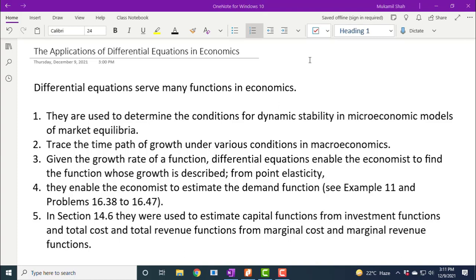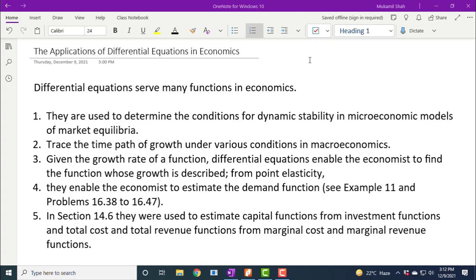Given the growth rate of functions, differential equations enable the economists to find the functions whose growth is described from point elasticity. Similarly, differential equations can be used to estimate the demand function. Similarly, we can also estimate the capital function from investment function, and total cost and total revenue functions from marginal cost and marginal revenue functions. So these are some basic applications of differential equations in economics, and we will solve different problems on these topics.